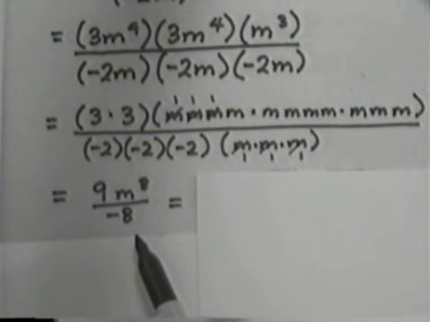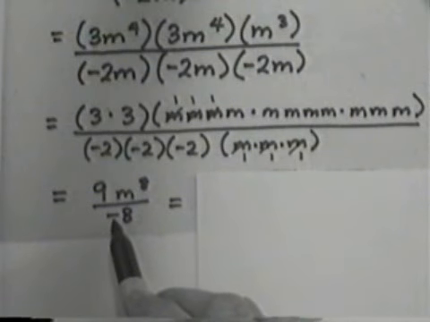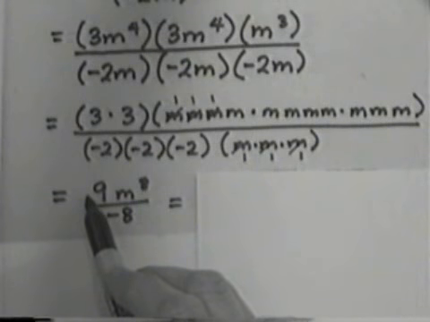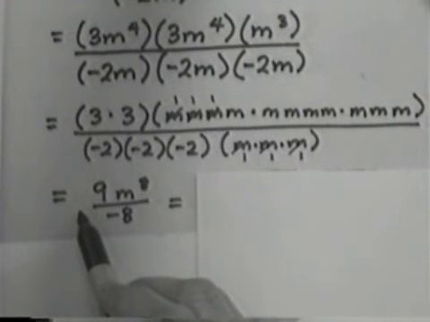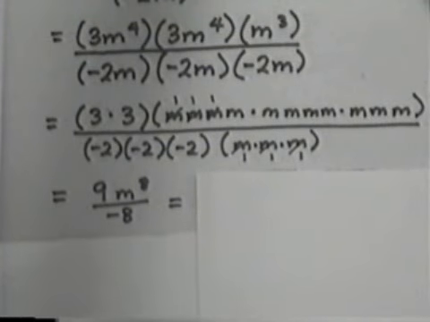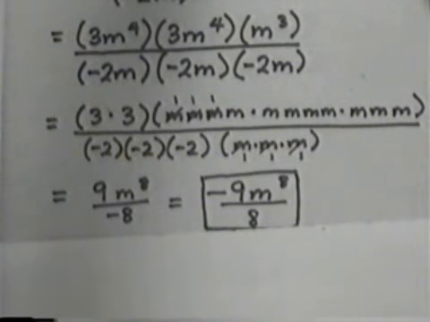We can stop here. However, remember that with a fraction that has a negative sign in it, we have 3 places the negative can be written. It can be written in the denominator, or it can be written in the numerator, or it can be written out in front of the whole thing. Our top choice is to put the negative sign in the numerator, and so that's what I've done for the final answer. Putting the negative on the top where it can best be seen and never overlooked, we have negative 9m to the 8th all over 8.